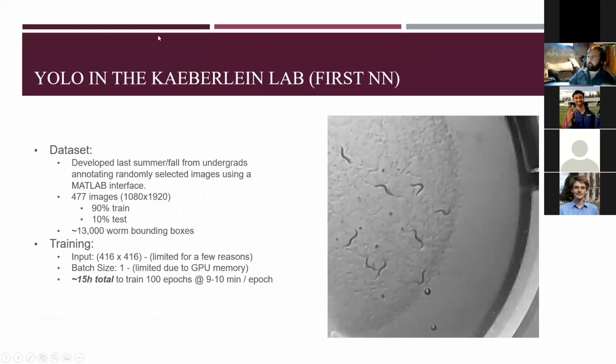So what you'll see initially is some of our first work on it. This data set was developed all through training from undergrads using a MATLAB interface. We only gathered about 470 images total. We've now increased that, and as we've all been stuck at home and had undergrads willing to help out remotely since they're not allowed in lab right now, we've increased that to about 2,000 images. Our initial data set had about 13,000 worm bounding boxes.